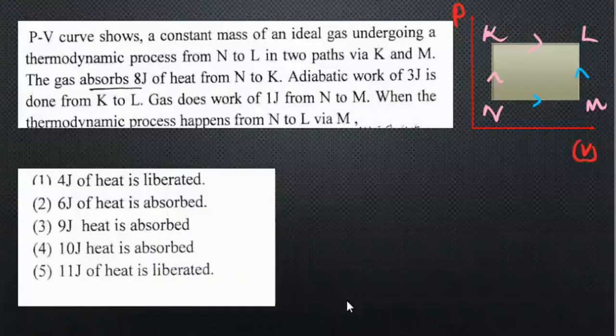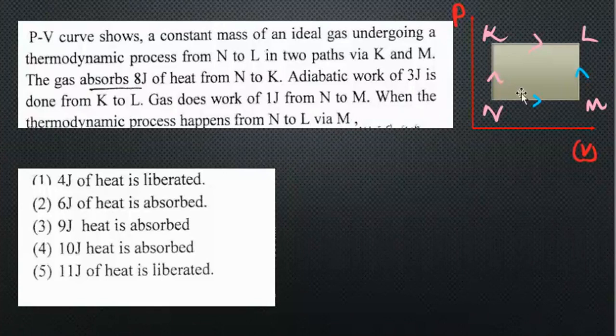Alright, let's read the question first. The PV curve shows a constant mass of an ideal gas undergoing a thermodynamic process from N to L in two parts via K and M. The gas absorbs 8 joules heat from N to K. Adiabatic work of 3 joules is done from K to L. The gas does work of 1 joule from N to M. When the thermodynamic process happens from N to L via M, we need to find the total heat absorbed.